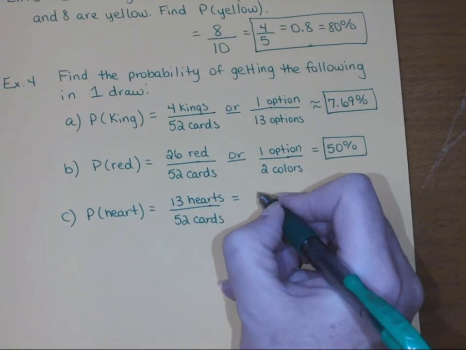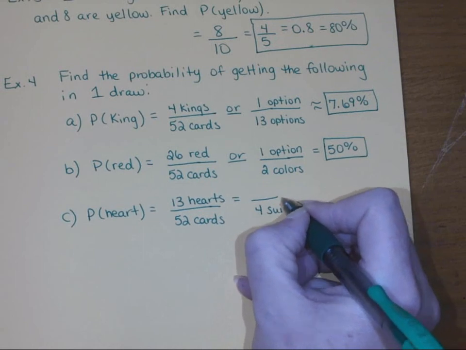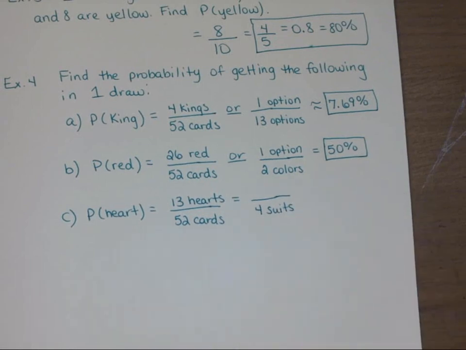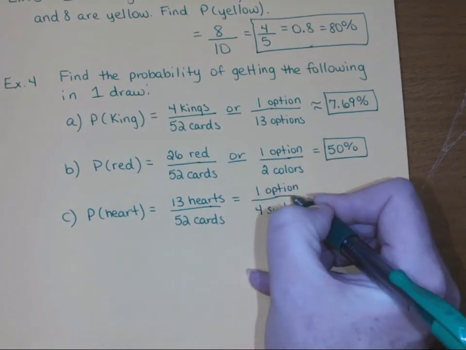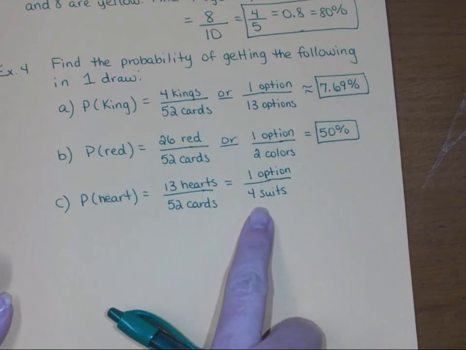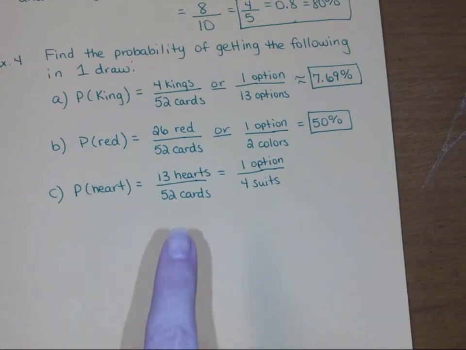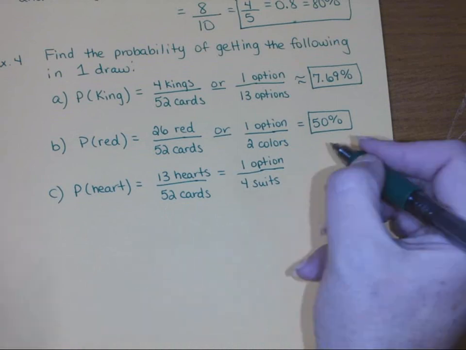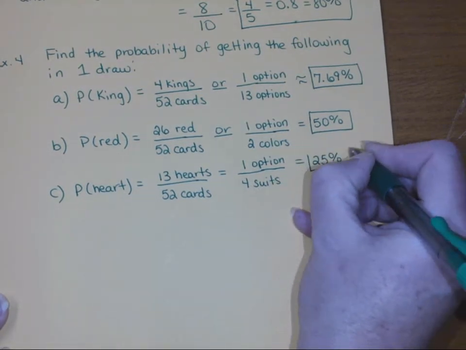But notice we also could have talked about the fact that there are 4 suits, right? Hearts, diamonds, clubs, spades, and one option that fits our requirement, which is hearts. Notice I also used the term a quarter when I talked about how many of the 52 cards were hearts, right? So I kind of already knew it was 1/4 even with the way I was saying that. This works out to be 25%.